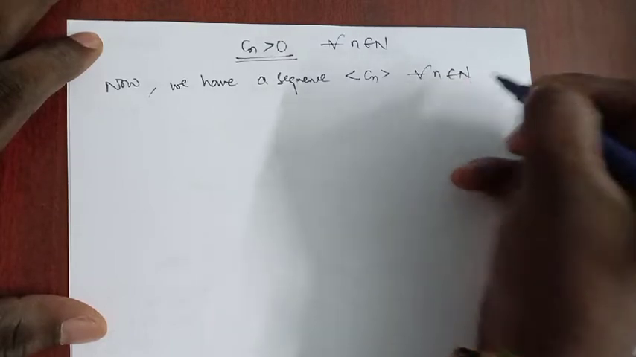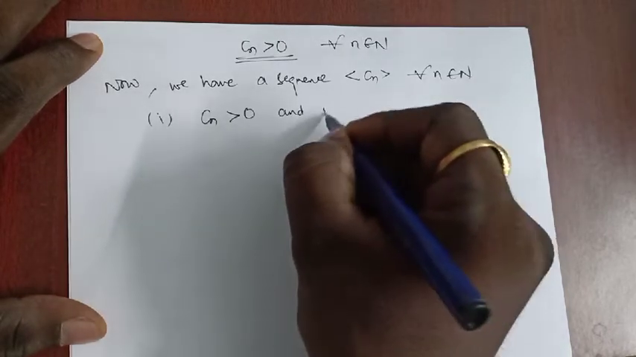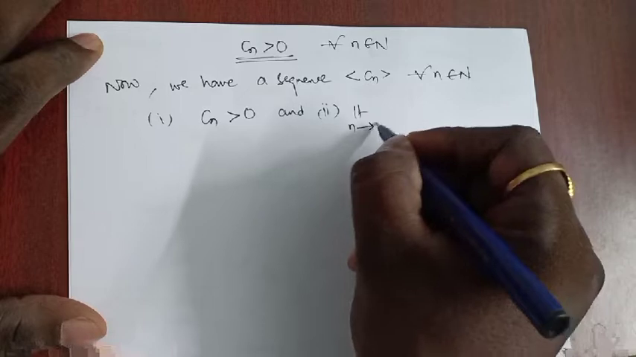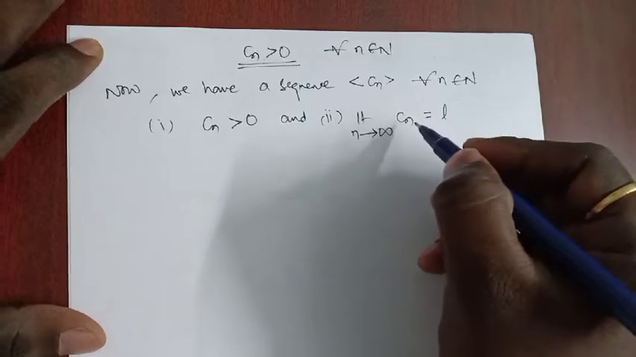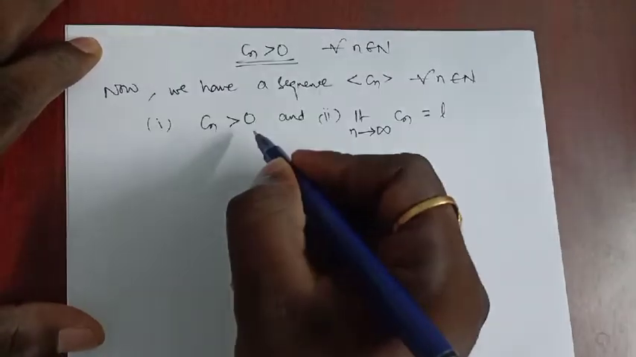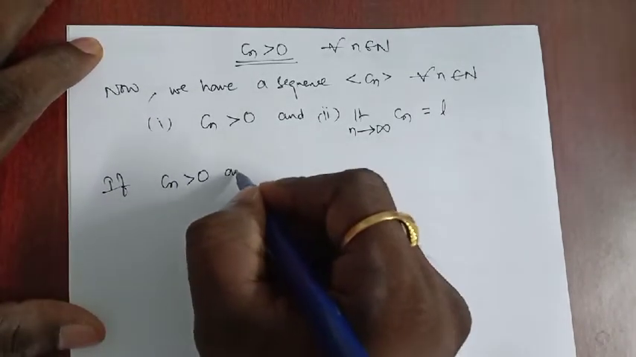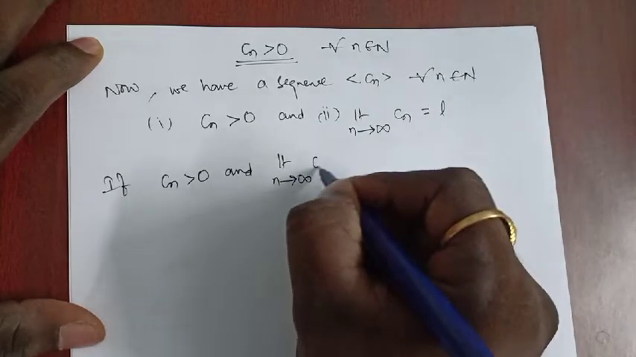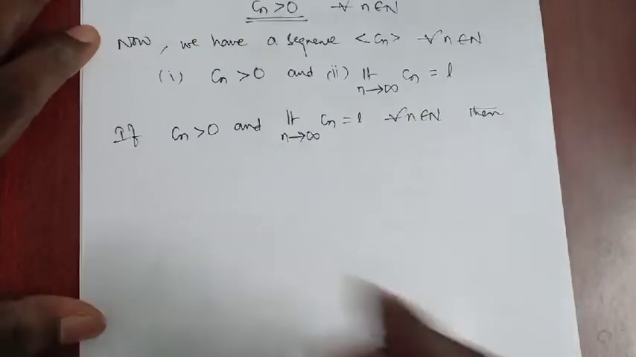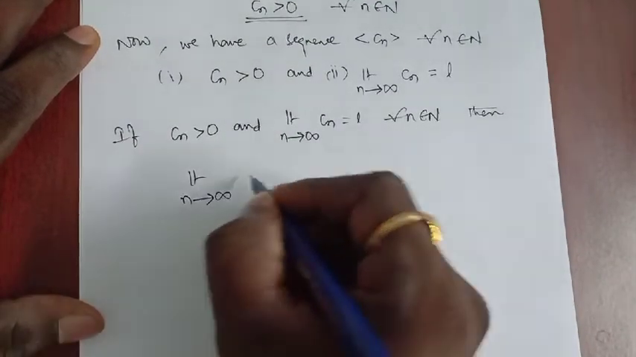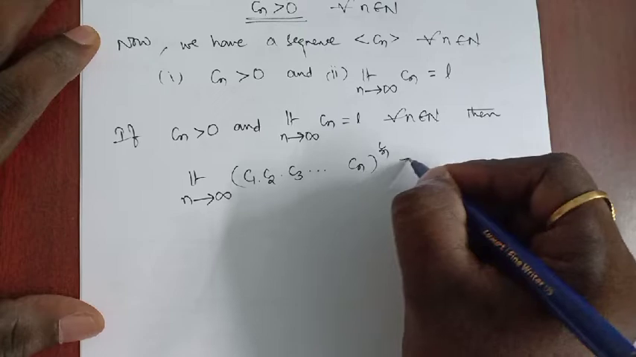So for all n belongs to natural numbers, the first most important one is Cn is greater than 0, and the second one is limit n tends to infinity, Cn is equal to L. So Cn is a sequence which converges to L, and it is a positive sequence. From the definition of limit of a sequence, if Cn is positive and limit n tends to infinity Cn equal to L for all n belongs to natural numbers, then limit n tends to infinity, (C1 into C2 into C3 and so on Cn) whole power 1 by n is also approaches to L.